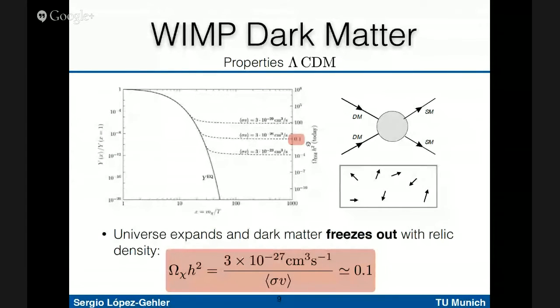And we can see through some of the observations, mostly from the CMB and anisotropies, that we expect to have a density times the Hubble constant squared of 0.1. And this gives us a tentative target velocity-averaged cross-section of 3 times 10 to the minus 26. So we have a very good production mechanism for WIMPs, and we also have some target cross-section that we can aim at with our experiments.